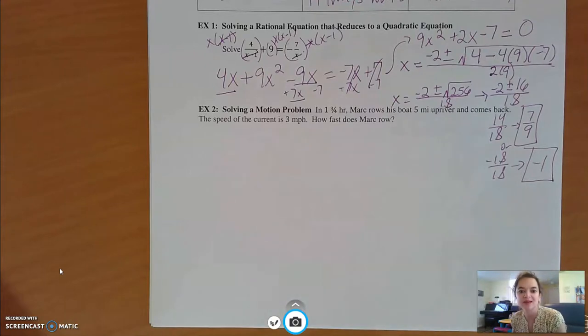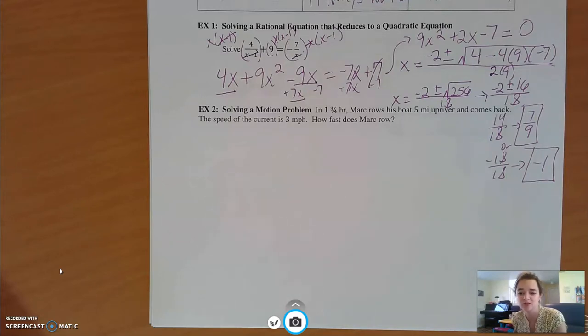The next problem I have is a word problem. We hadn't seen one of those in a while, so today seemed like a good day to do it. And we've got a motion problem. So let's read first. In 1 3/4 hours, Mark rows his boat 5 miles upriver and comes back. The speed of the current is 3 miles per hour. How fast does Mark row?